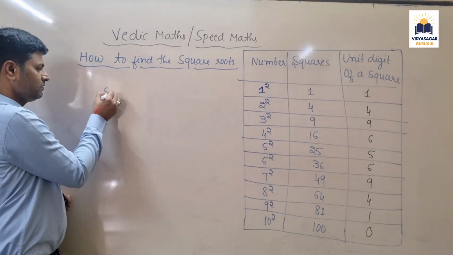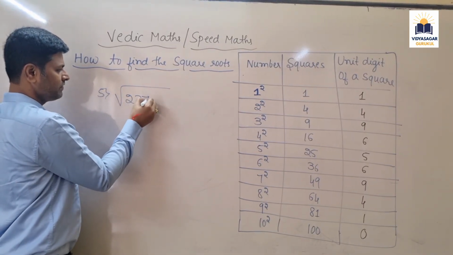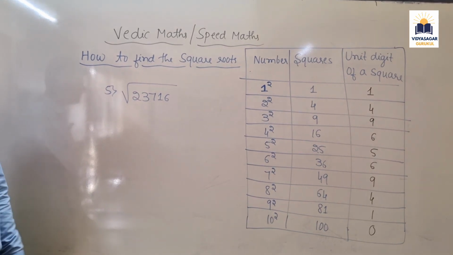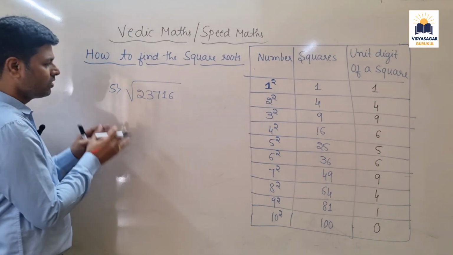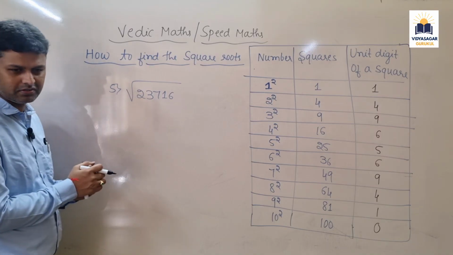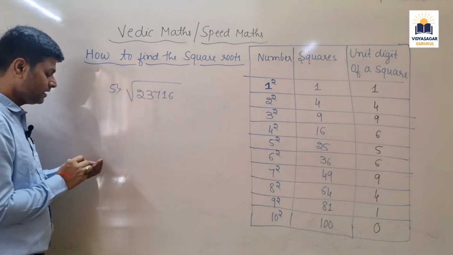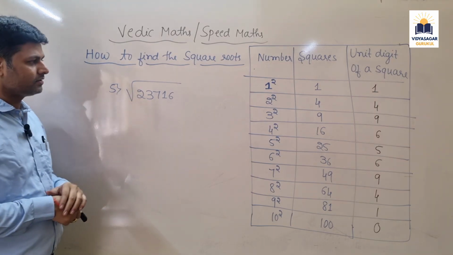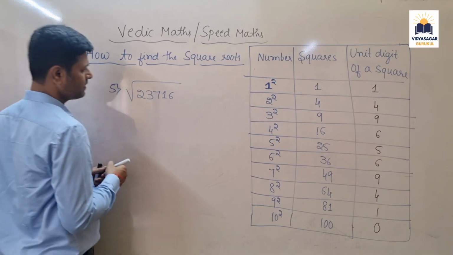One more example. Square root of 23716. The method is the same for all numbers. You can solve any square root within 1 or 2 seconds. You just have to understand the method. But this is only related to perfect squares. Imperfect squares we will also teach. First we will go through the perfect squares.